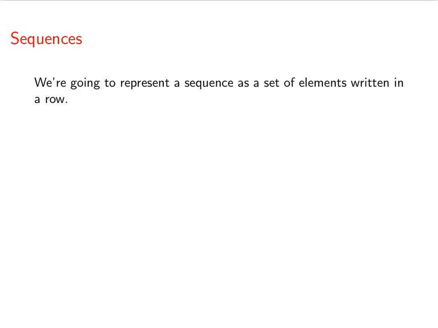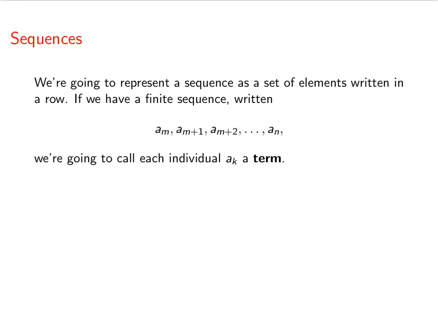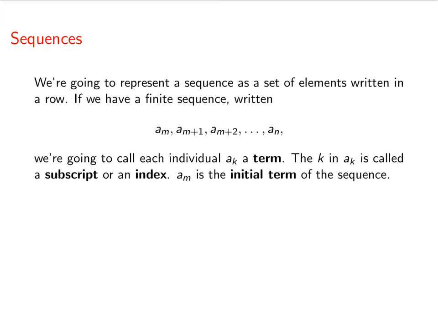All right, we're going to represent a sequence as a set of elements written in a row, just as we did before. So generically, if we have a finite sequence, then it's going to be written like this: a sub m, a sub m plus 1, and so on, all the way up to a sub n. And as we said before, each individual a sub k is called a term. The k in a sub k is called a subscript, or more commonly, an index. In this thing, a sub m is the initial term of the sequence, and a sub n is the final term.